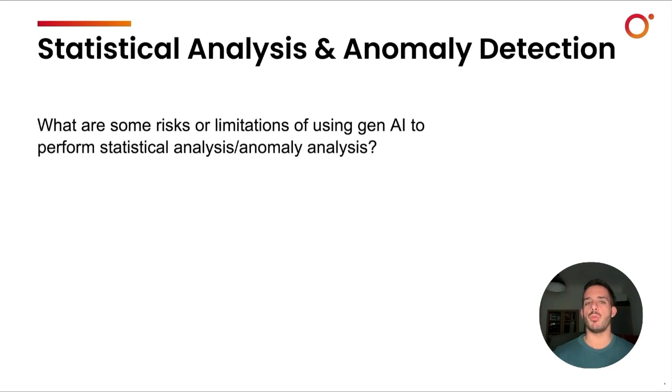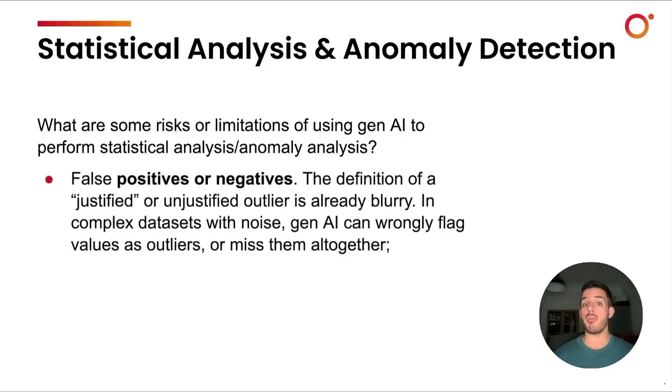And also, we do have some risks and limitations when we're using GenAI to perform this type of analysis. So one of them is that you may have false positives or negatives. The definition of what is a justified outlier or unjustified outlier is already pretty blurry, right? You need to find justifications for certain outliers, but in certain cases, you don't know whether this outlier does make sense or whether it's false. So in complex datasets with a lot of noise, GenAI can wrongly flag values as being an outlier or miss those outliers altogether. And just like with any other type of AI model, there are consequences to having false positives and false negatives.